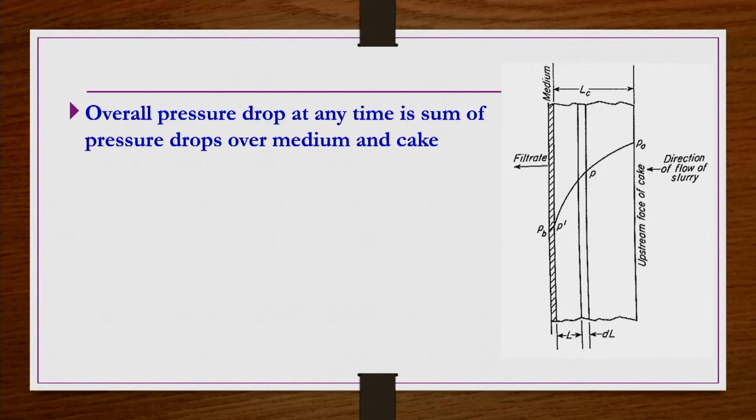This overall pressure drop is also gradually increasing because of gradual cake formation, as the thickness of the cake increases, or as more particles are deposited on the surface of the filter medium. So this overall pressure drop gradually increases with time. But at a particular specific time, if you have a pictorial representation of these pressure drops, it can look like this.